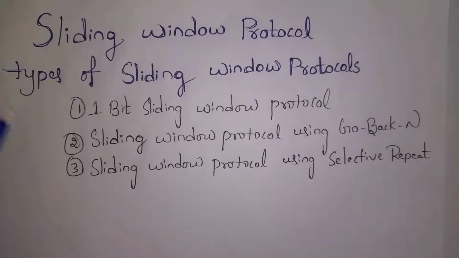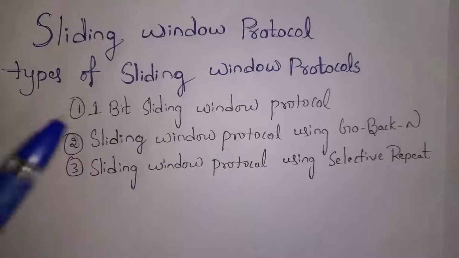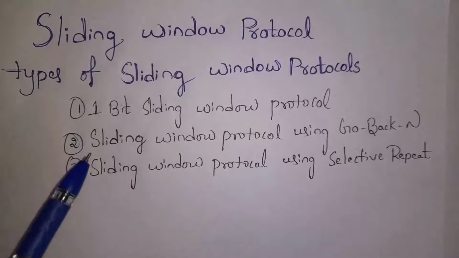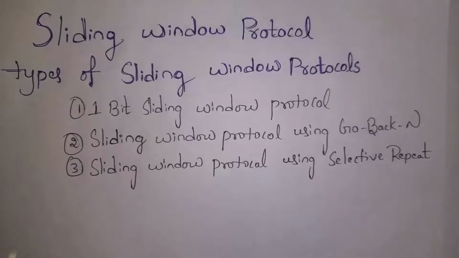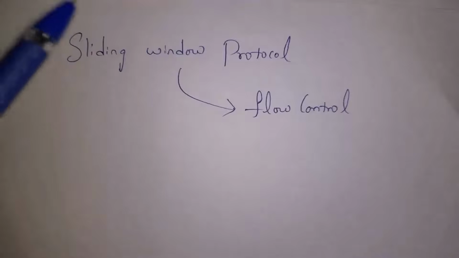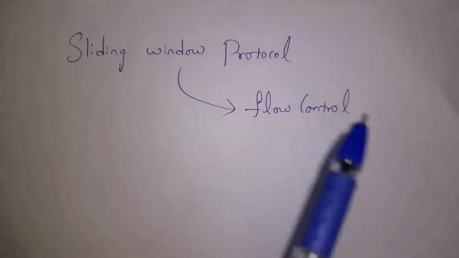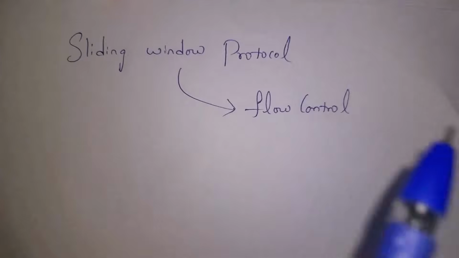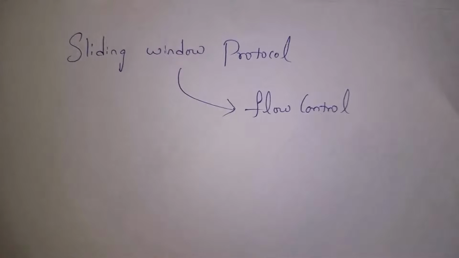Next I will explain what is sliding window protocol, and the types of sliding window protocols. I will explain what is one-bit sliding window protocol, sliding window protocol using go back N, and sliding window protocol using selective repeat. Sliding window protocol is a method used in computer networks to control the flow of data. Guys, flow control means how much speed the receiver can handle data. Only at that speed, the sender will send data.